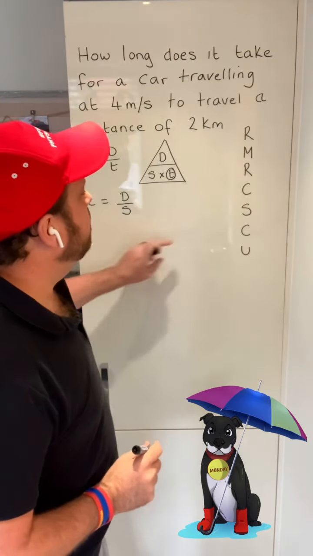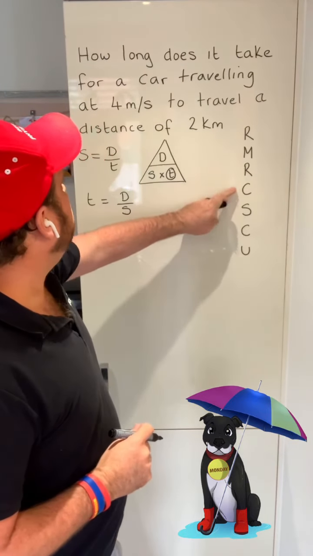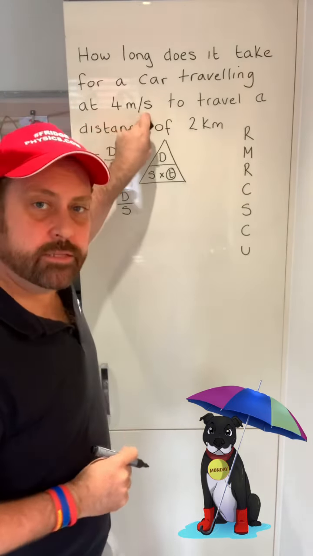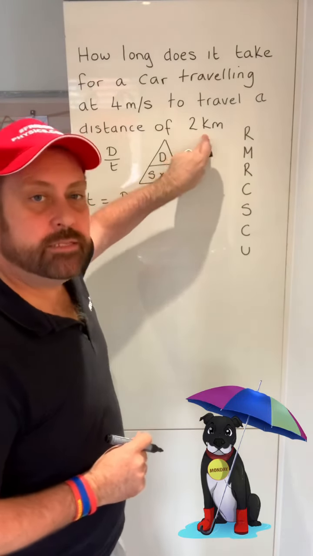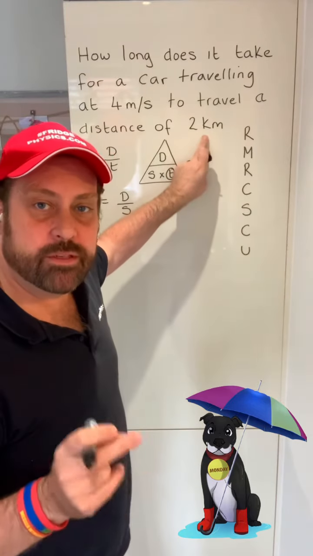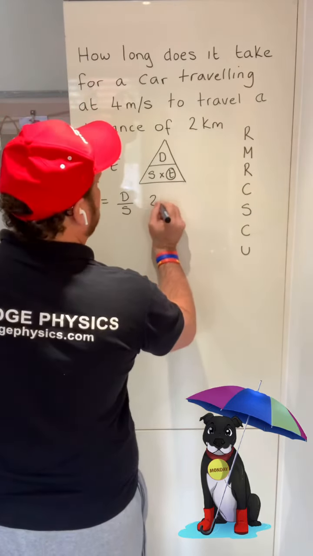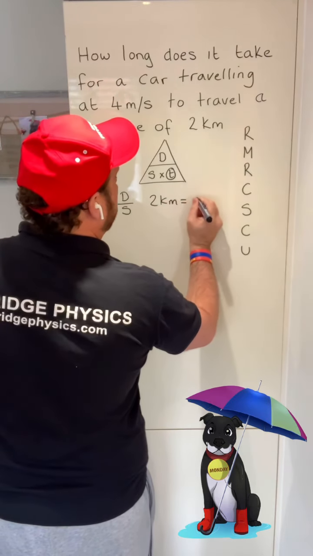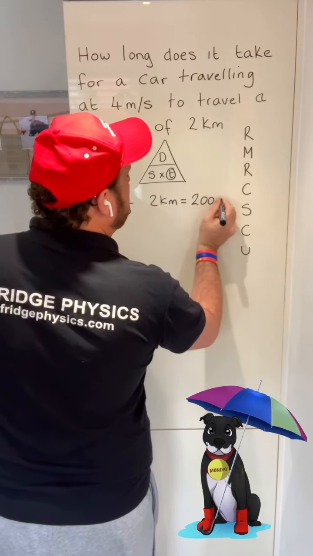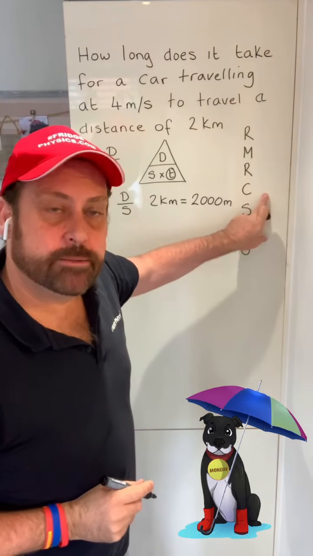The next thing we need to do is, do we need to change any units, which is C? Well, speed is in meters per second, so that's fine, but our distance is in kilometers, and we need to turn that into meters. So we know that there is 1,000 meters in a kilometer. So 2 kilometers will be equal to 2,000 meters. Okay, so we've now changed our unit.